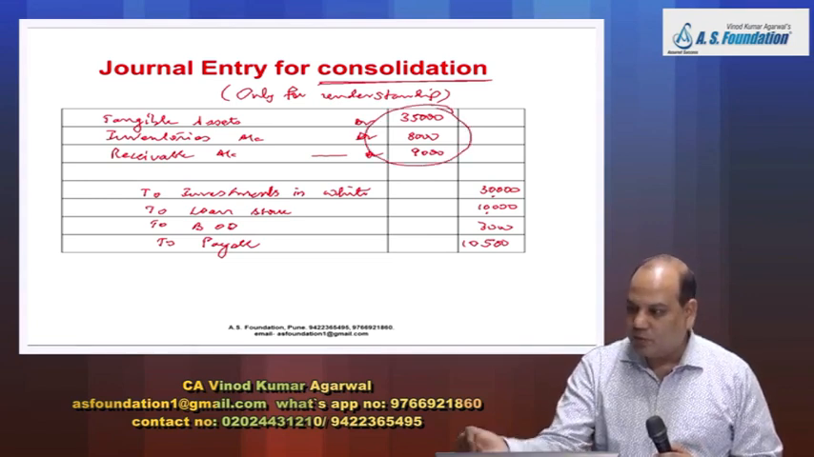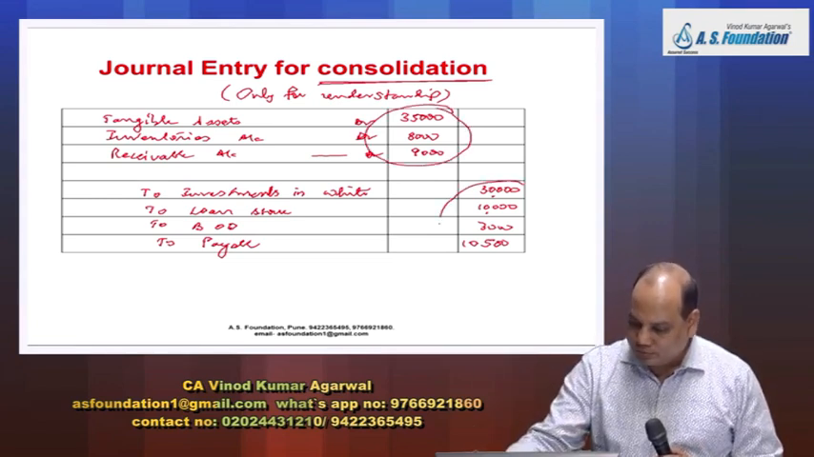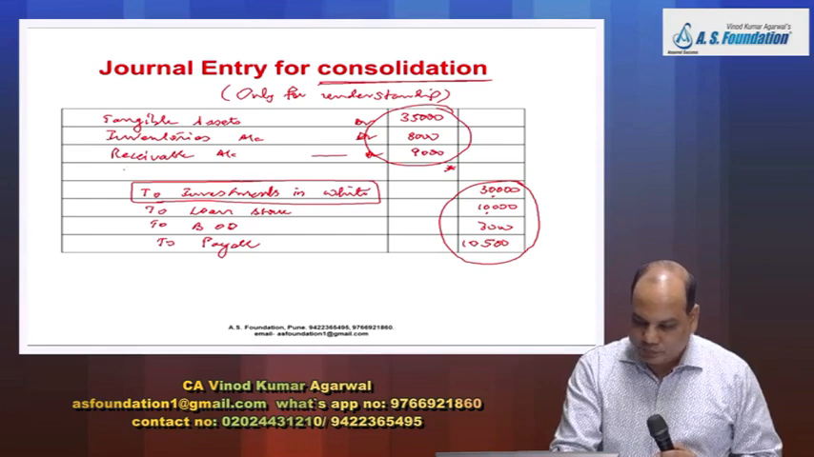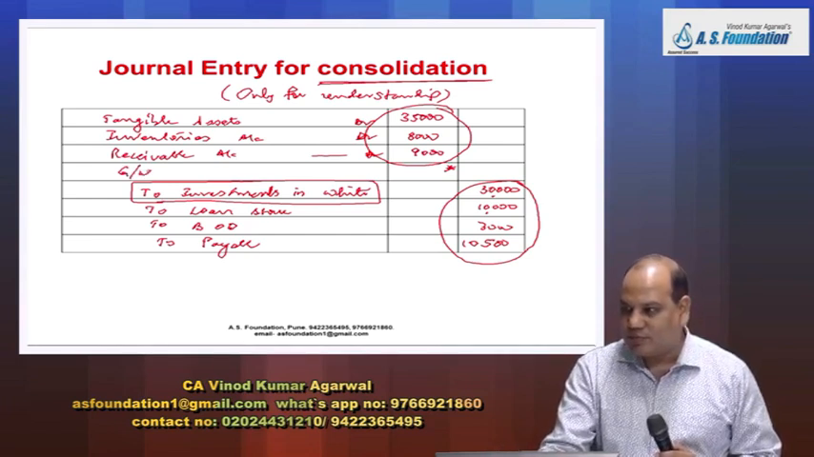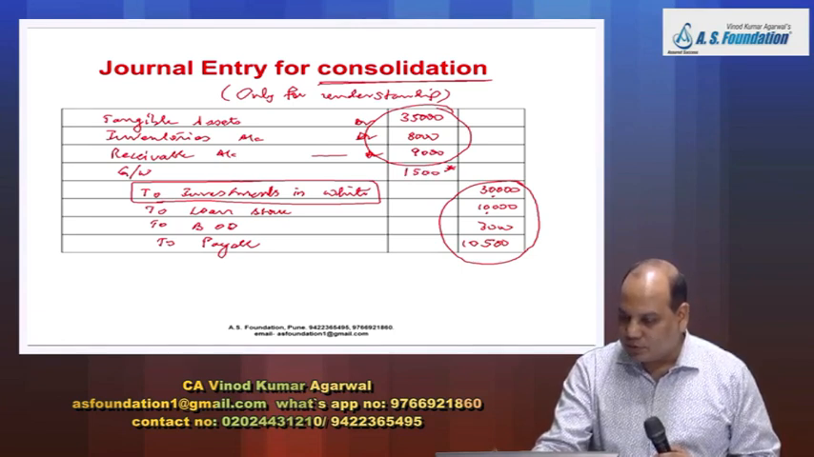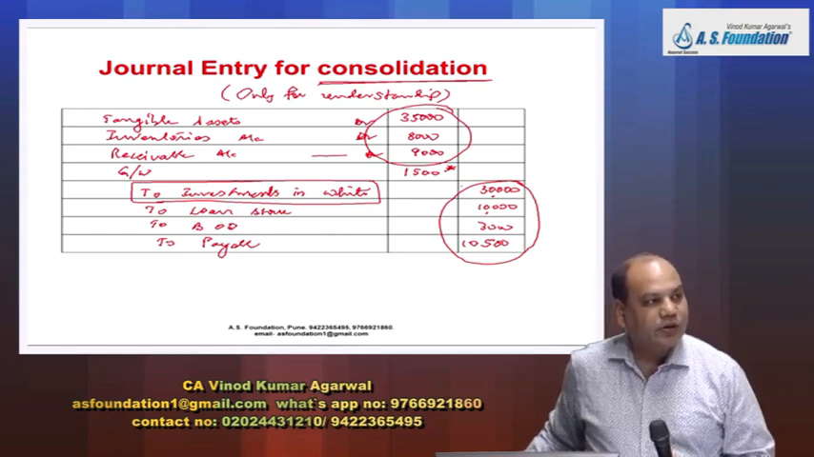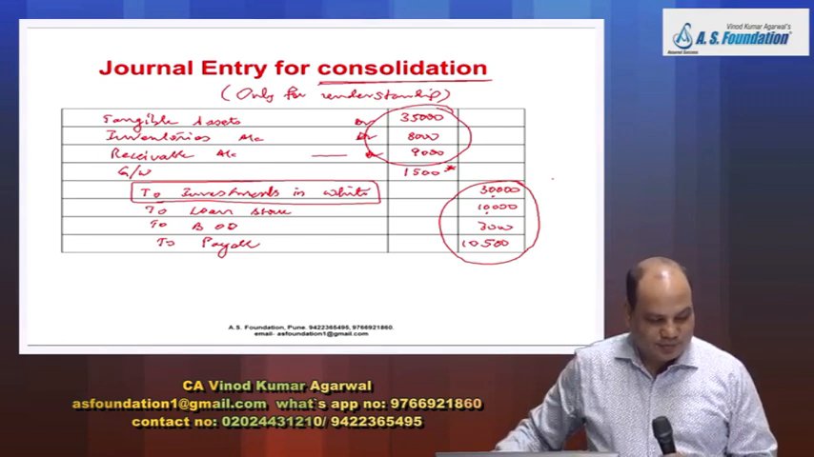So what is happening in consolidation? These assets will be incorporated, these liabilities will be incorporated, investment account will be removed, and there is a difference which will come as goodwill. How much was goodwill? Can you tell me again? 1,500. Just cross check whether in this entry also the difference is 1,500. Check. Okay.